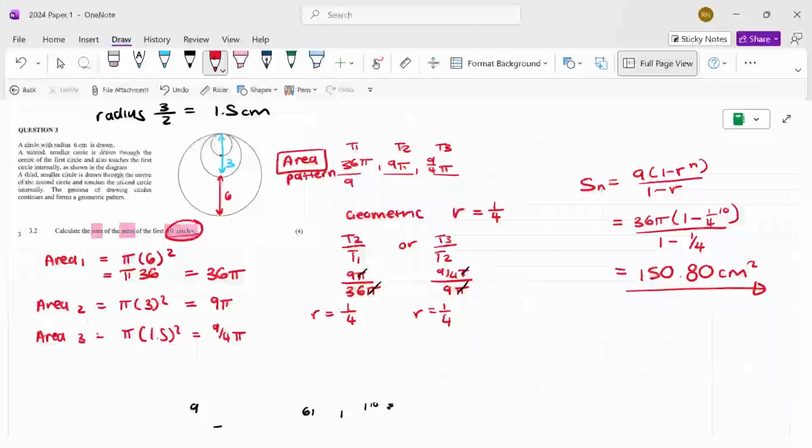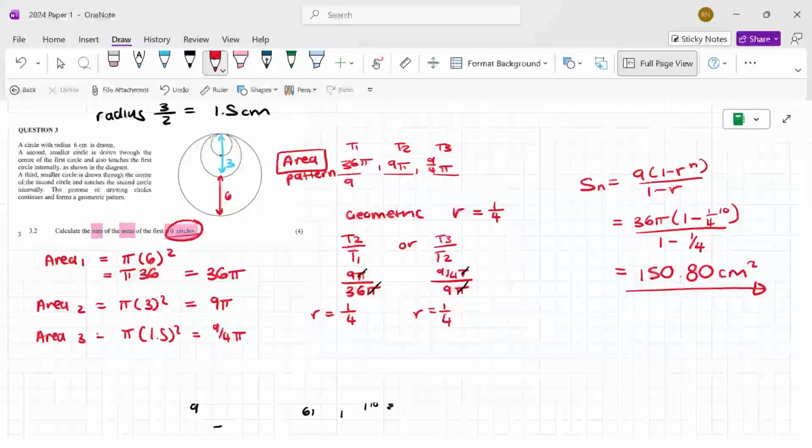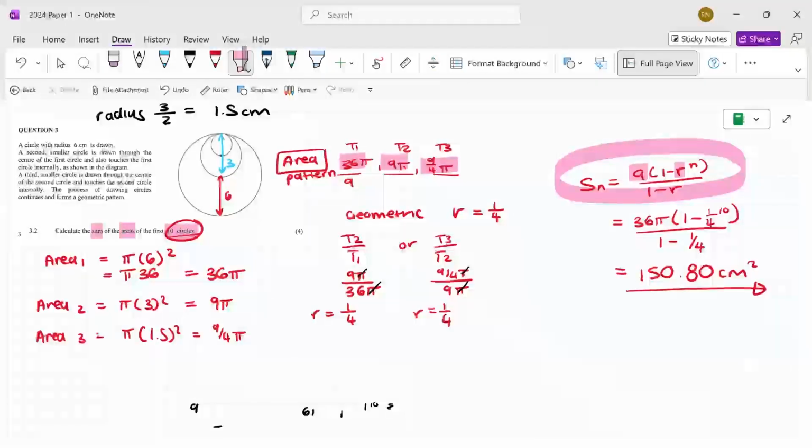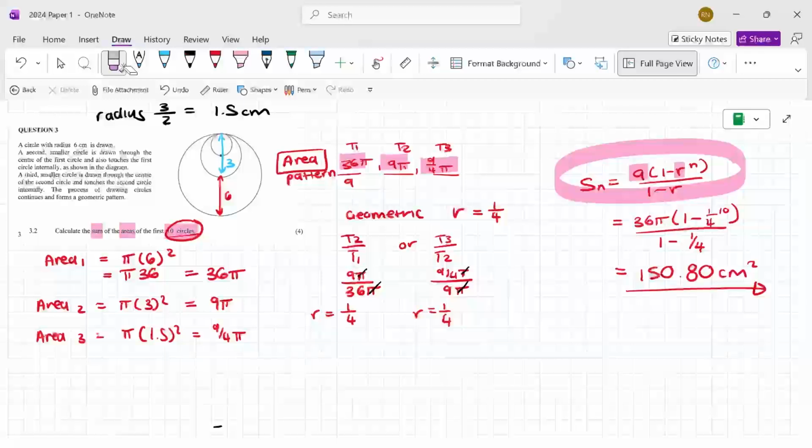So again, here you have to make the pattern. You know that it's some kind of pattern, and so you need to make the pattern so that you can use it in the sum formula, but the sum formula needs the first value and the constant ratio. To do that, you have to make the pattern, find the first term, find the constant ratio, and then you'll be able to find the sum of all the areas.